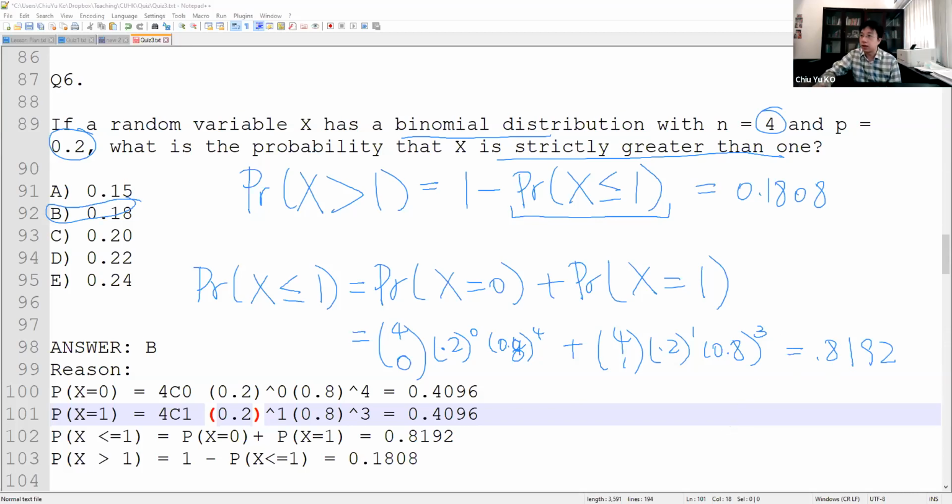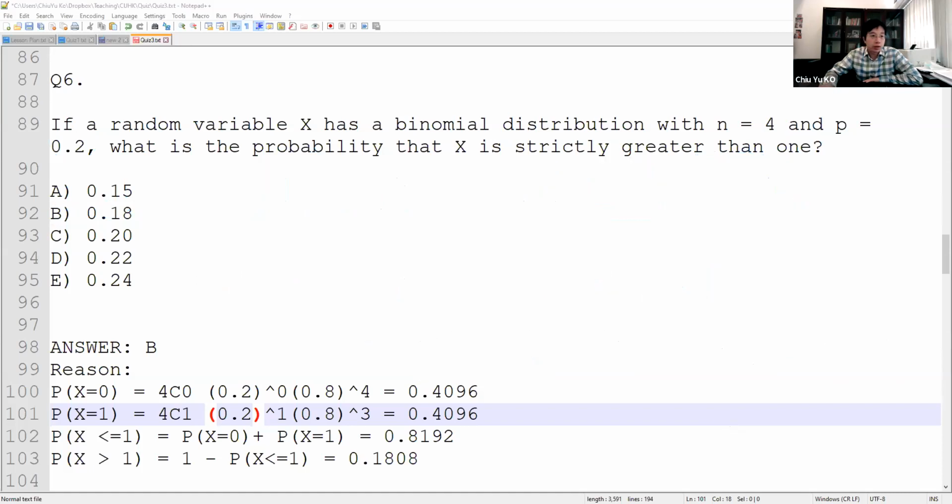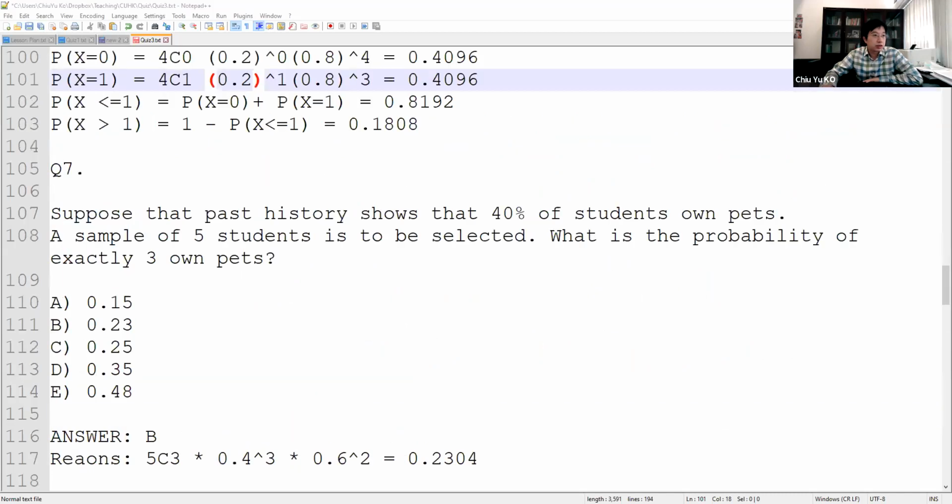Is that okay? Yeah, thank you for telling me about the typo in the solution. Is there any question for this one? Is that okay? Then let's go to the next question.